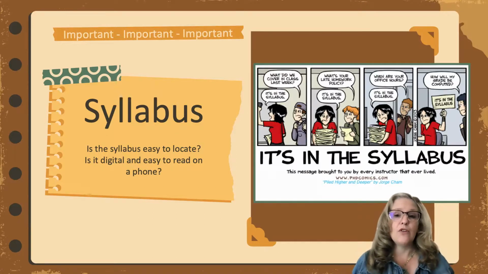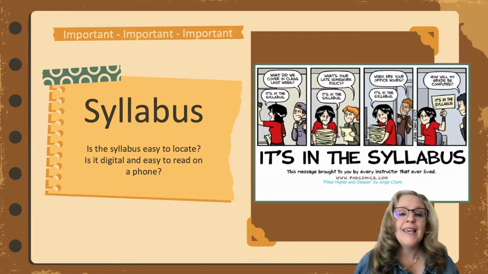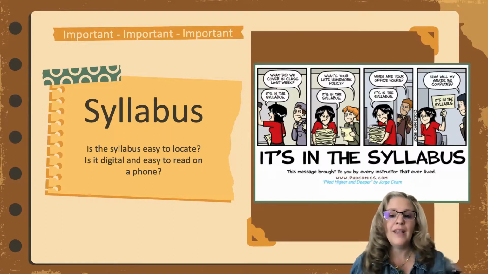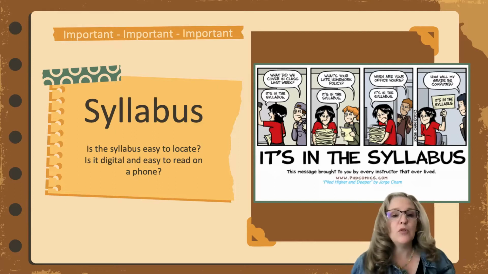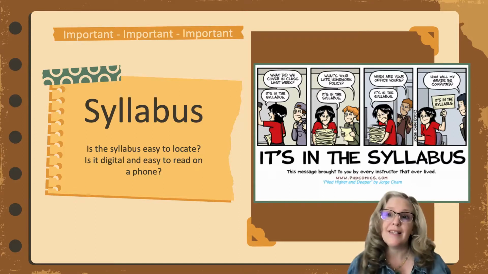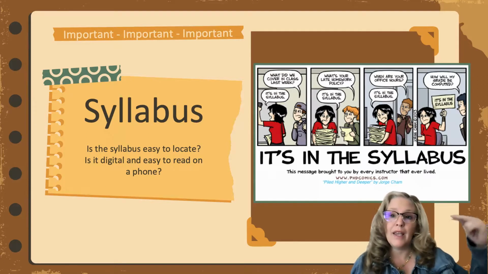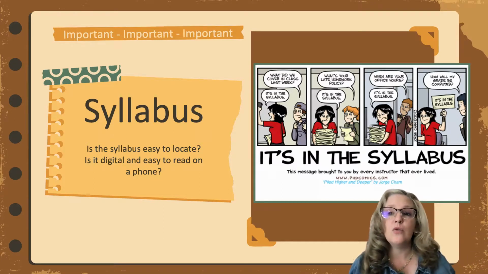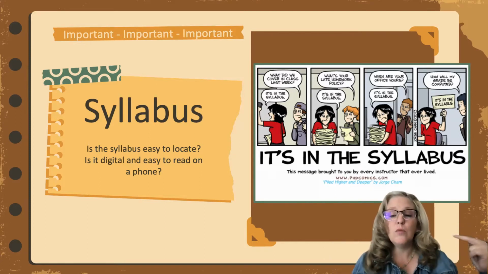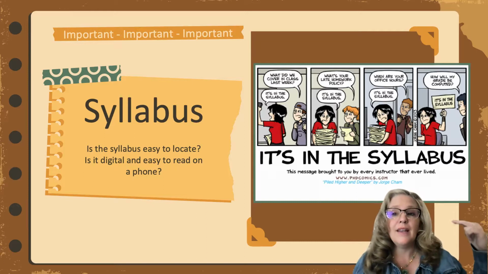The other question that I have for you specifically for online classes, is it digital and is it easy to read on a phone? It's important for students to actually be able to read the syllabus. So I highly encourage you to make it digital. You can use the syllabus function in Canvas. You can create a page in Canvas for your syllabus. You can use a Google site to create your syllabus. Whatever you choose, it should be digital, which means that it's on the computer, that it is something that it's easy for students to read on the phone.